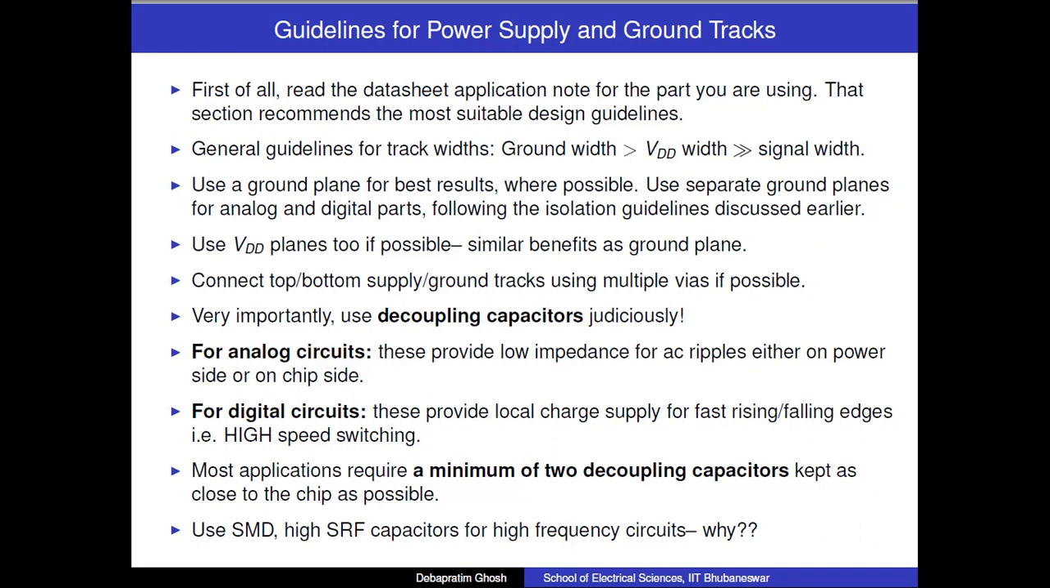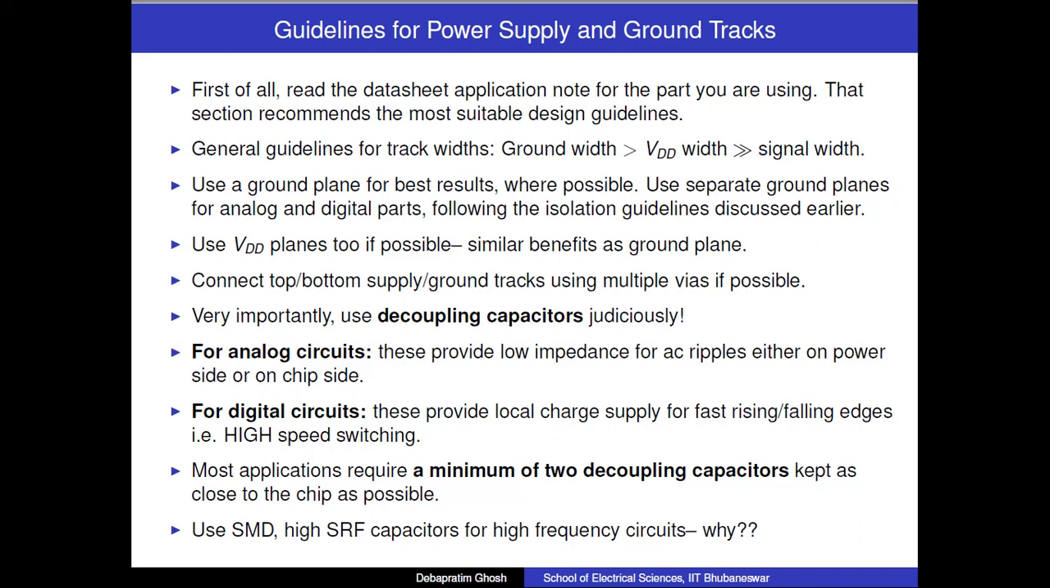Now very importantly, use something called decoupling capacitors. A decoupling capacitor is a capacitor which you need to use in parallel with the power supply line and ground, which is generally kept physically very close to the IC supply. For analog circuits, these decoupling capacitors provide low impedance for AC ripples. And for digital circuits, they provide the local charge supply for fast rising and falling edges. So in the case of digital circuits, this is able to somewhat reduce the bouncing effects.